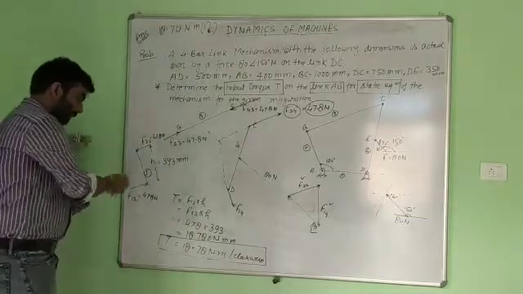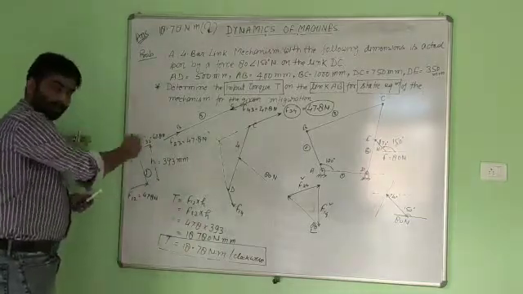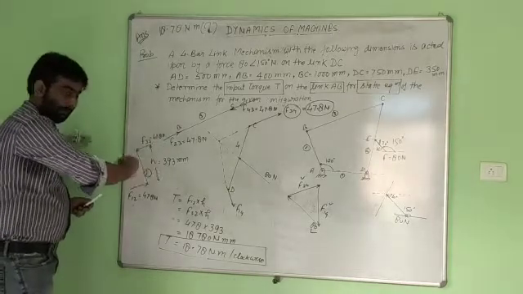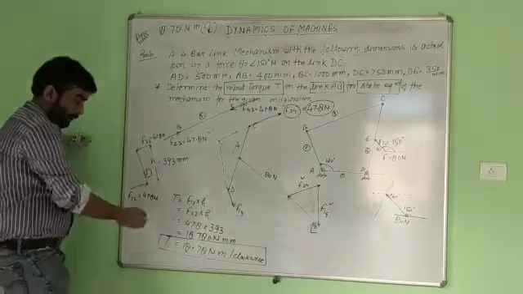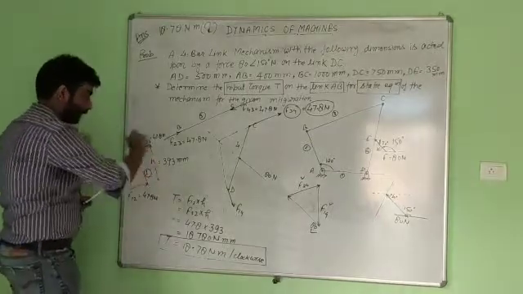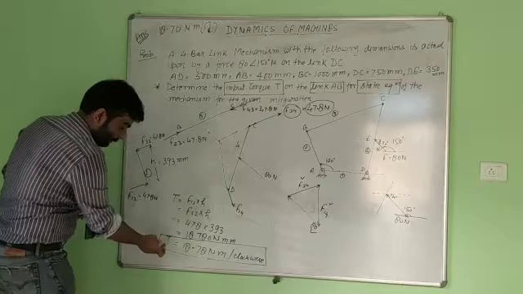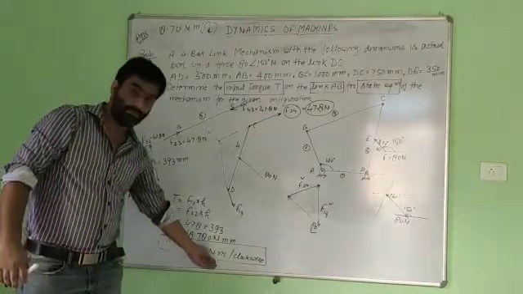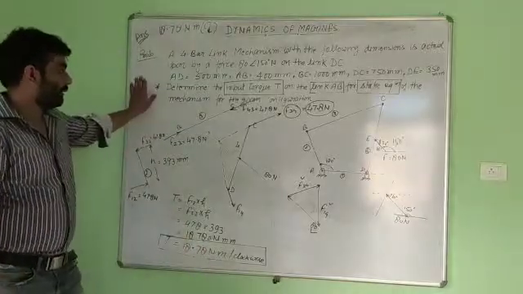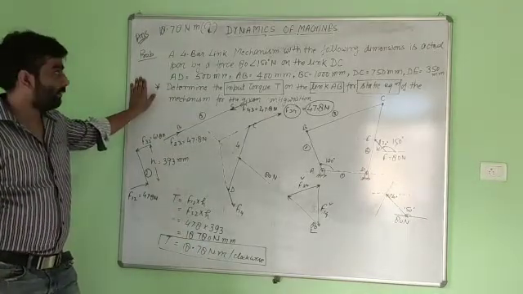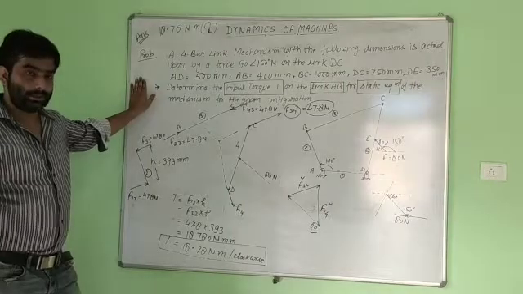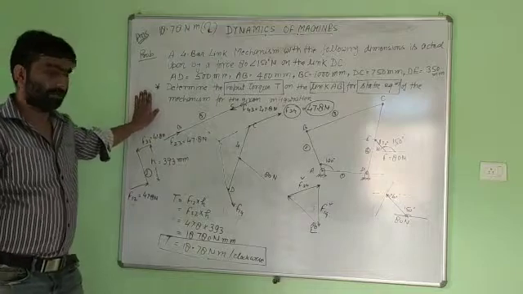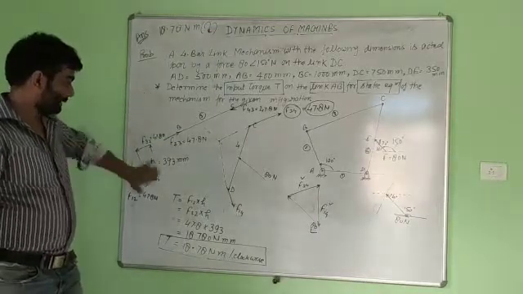The moment created by these two forces is in anti-clockwise direction. For equilibrium, we have to apply a clockwise torque of the same magnitude. So we have applied a torque of 18.78 Newton meter for the static equilibrium of the mechanism. The question is very simple, but it requires a lot of practice, so you have to practice this question.